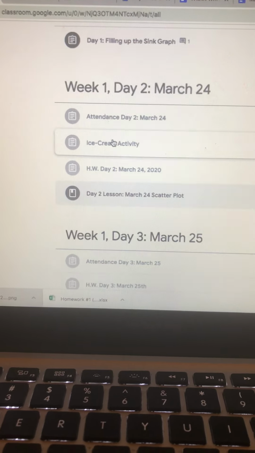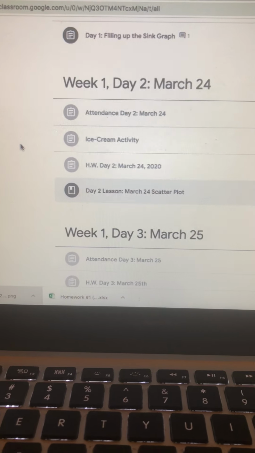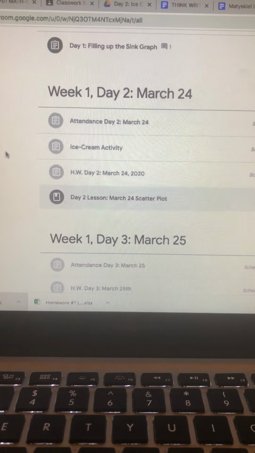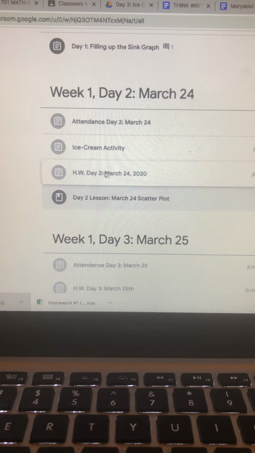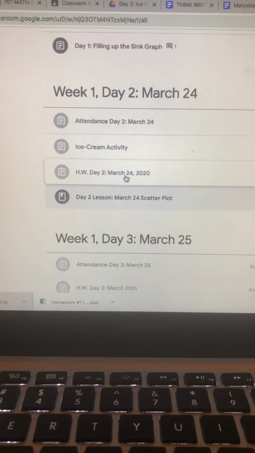You will then go to the stream. There will be those questions from the Think Write Pair Share for you to answer based on your ice cream sales scatter plot. And then the final thing you'll do is answer homework for day 2 on March 24th. And please make sure you submit that as well.